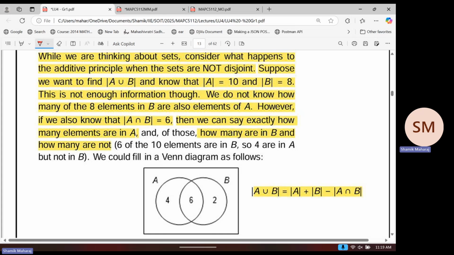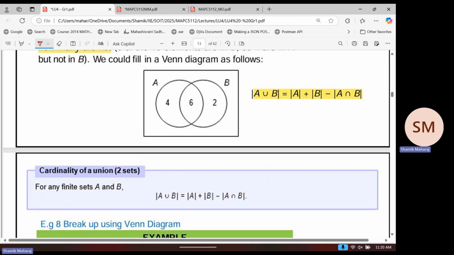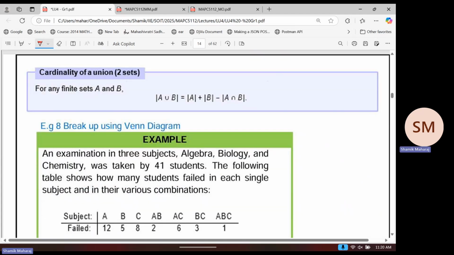And the information we need is how many elements are in common between the two. In other words, what's the cardinality of the intersection? And we just take that number and subtract it from what we would have done before. So we would have just taken the cardinality of A plus the cardinality of B before. But if there's some overlap, we must then subtract that number of overlaps. So if there are 6 elements that are common, we just subtract 6 from what we did before. Right? So we'll see a more concrete example.